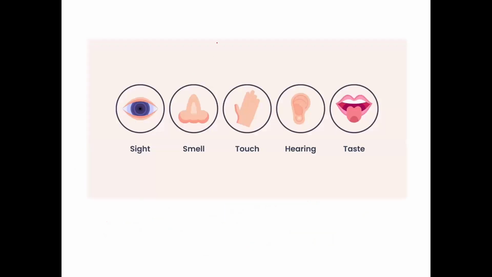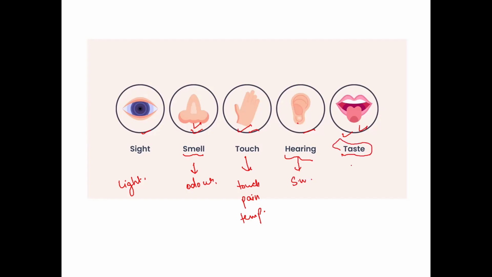So let's cover in this session the major sense organs: eye, nose, skin, ear, and tongue. We already know eyes sense light. It helps with sight, whereas the nose helps to smell any kind of odor, chemicals present in the air. The skin is able to sense touch, pain, and temperature, while the ear is able to detect sound waves, and the tongue is able to detect different kinds of taste like sour, bitter, sweet, salty, etc.